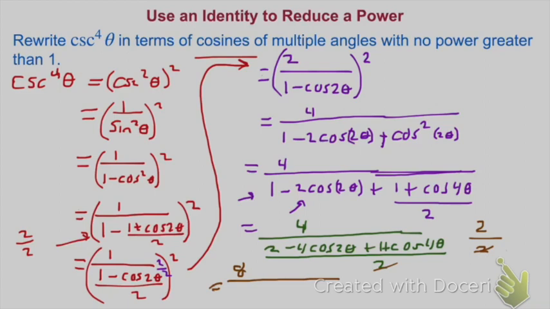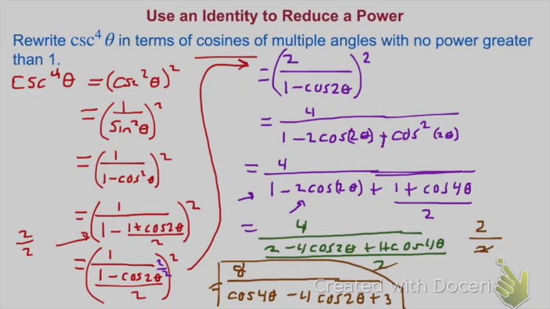I'm going to write it in order, standard form. So I have cosine 4 theta minus 4 cosine 2 theta plus 3. And that is reduced. We no longer have any powers of 2. Everything's in terms of cosine. That's as far as we can take it.